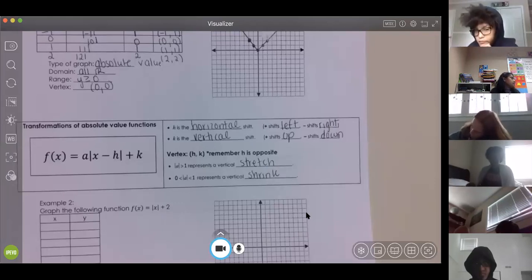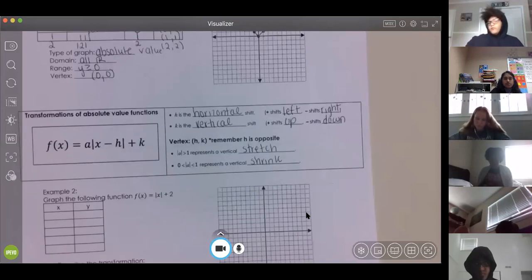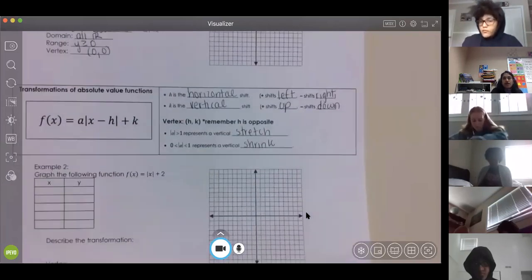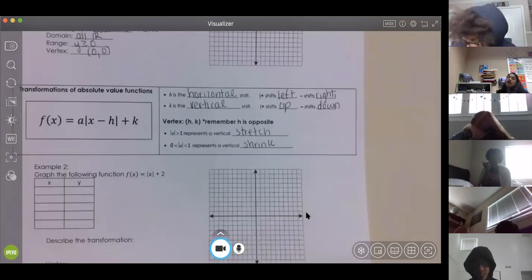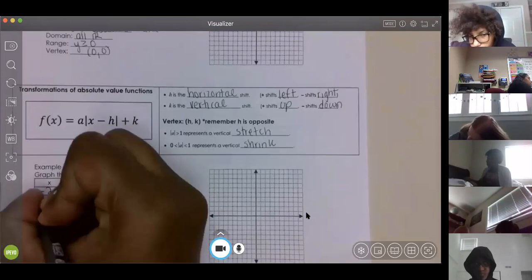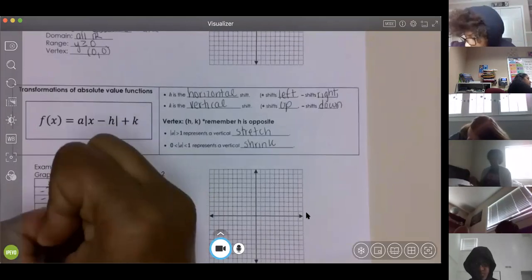All right, example 2, graph the following function, f of x is equal to the absolute value of x plus 2. So this looks very similar to example 1. The only thing that's extra is now that you have a plus 2 outside of the absolute value. So how is that going to change our graph? Well, we'll find out in just a sec. For your x values, I want you to choose -2, -1, 0, 1, and 2 again.